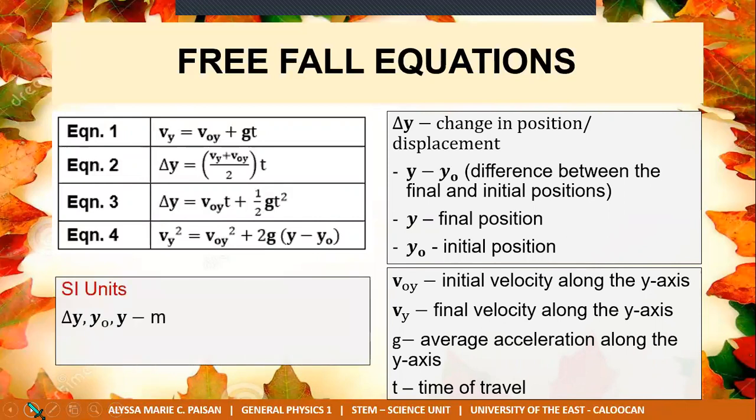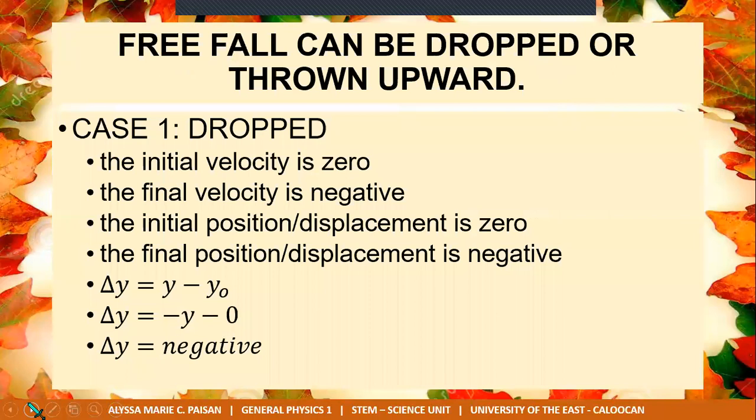We have the same SI units. For the displacements, delta y, y naught, and y, we have meter. For v naught y and vy, we still have meter per second. For g, since it's an acceleration, it's meter per second squared. And lastly, time has the SI unit of second, or s.